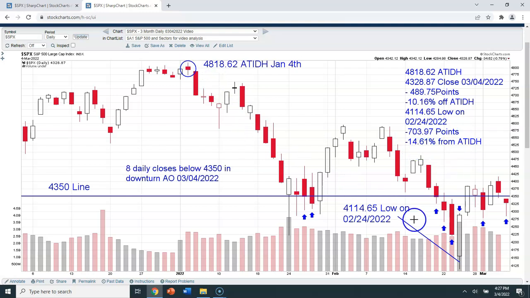So we've had a 14.61% drawdown so far in the S&P 500 during what we can now officially call a correction, right? Because we've had a daily and, of course, weekly close now. We once again find ourselves in correction territory by virtue of closing at least 10% below the all-time intraday high. So hopefully that made sense.